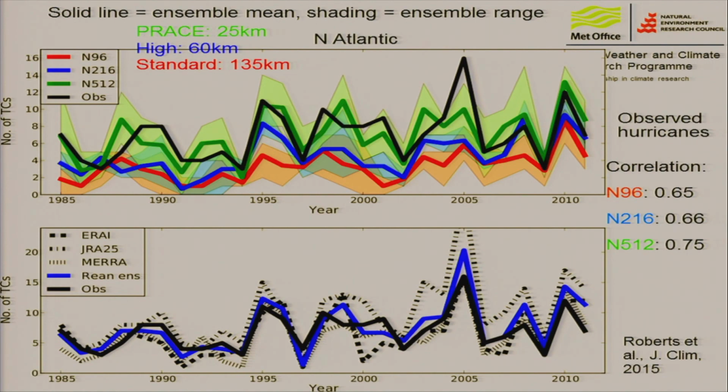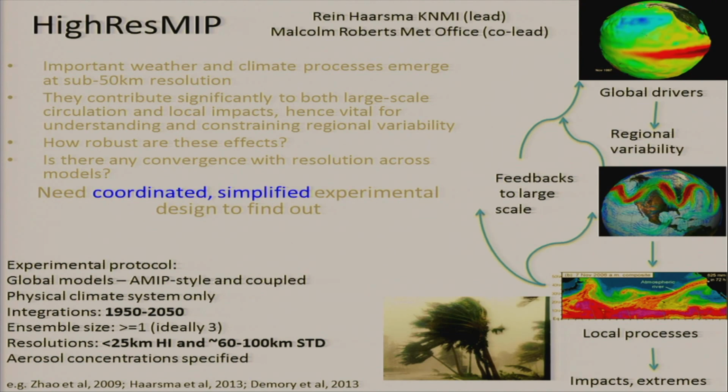We're trying to pick apart the mechanisms for why that happens. But hopefully some of that illustrates why we think the next step is to do a coordinated experiment across multiple models, where we find whether the sensitivity to resolution is really robust across models, or whether the hydrological cycle example is just our model. 60 kilometers is not the resolution you're aiming at, or is that a more general result that many models show? So that's where we're proposing this high-res MIP that Ryan Haarsma at KNMI is leading.